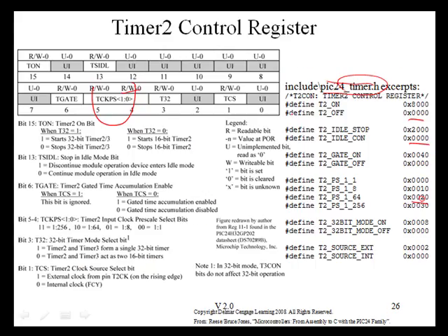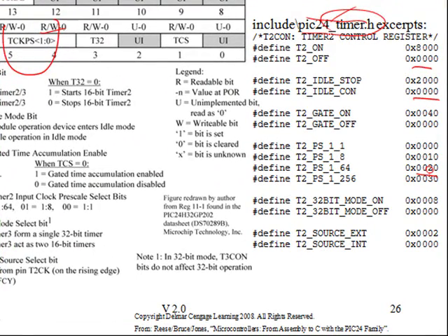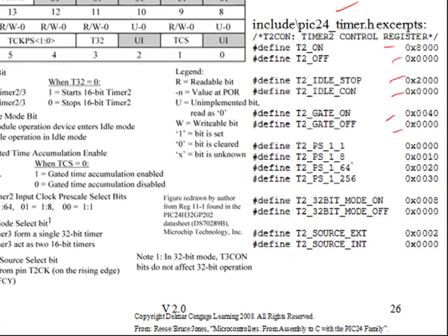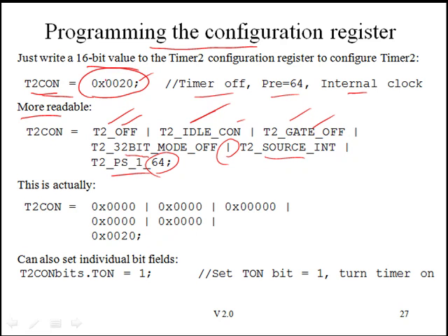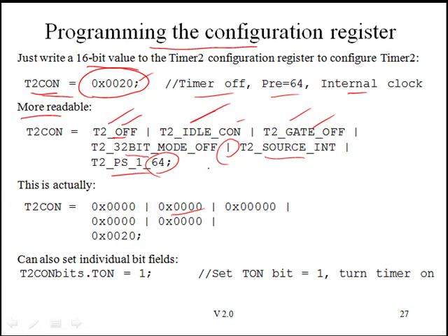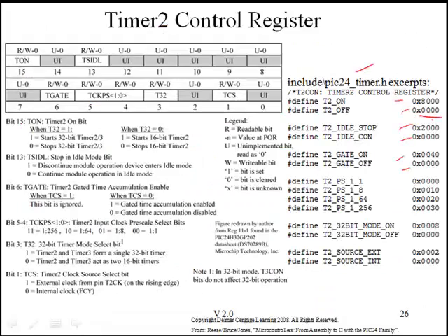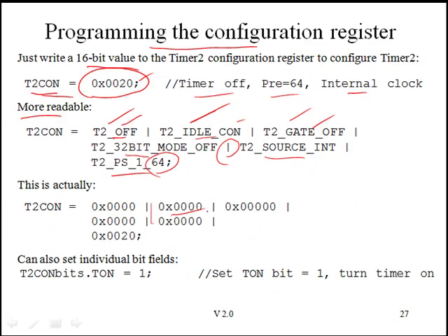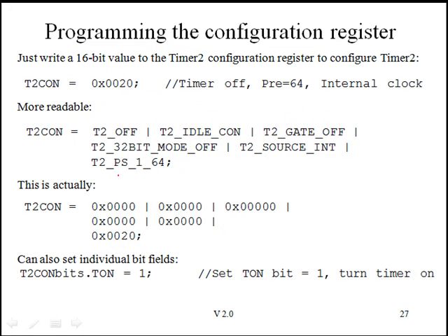Where are these macros defined? They're actually defined in this file right here, pic24_timer.h, and they have these values as associated here. If we actually do that bitwise OR together, here T2_OFF, if we go back and look at that, that's defined as 0. T2_IDLE_CON, let it be on during idle, that's also a 0 as well. If we bitwise OR all these fields together, we're going to end up getting the same value up here as a 20.